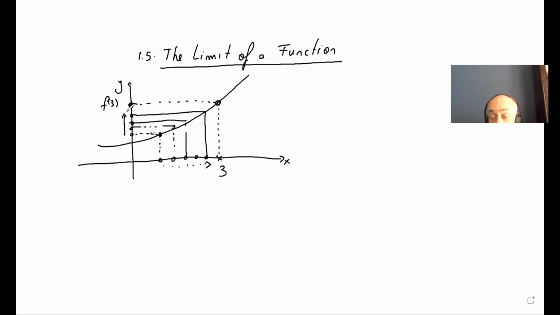But that is not always the case. So when we see this kind of behavior where the values of a certain function approach a certain number, we say that we have a situation of a well-defined limit. Now, let me give you a numerical example.